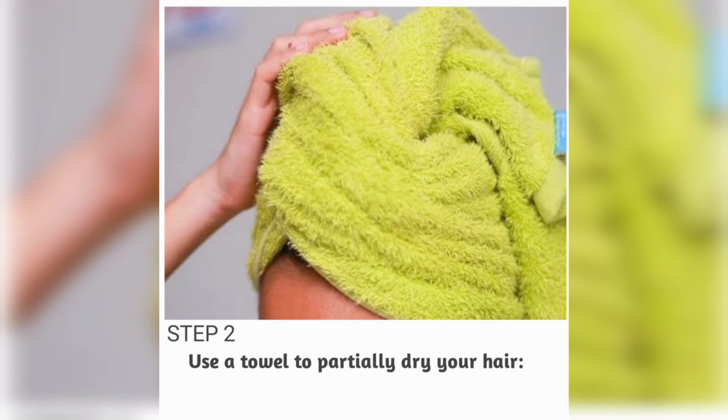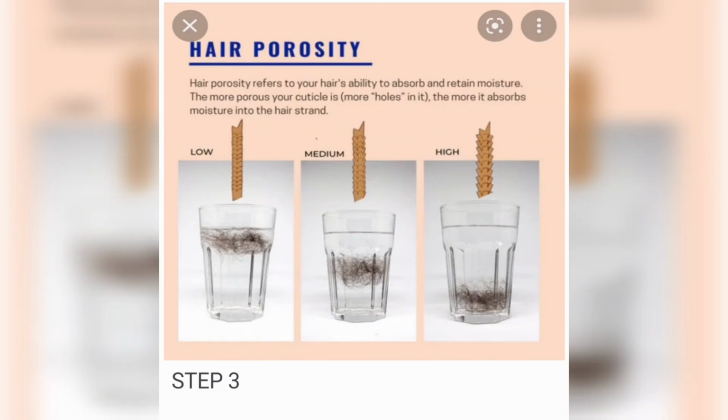Another step is to get a glass cup, fill it with water, and then put your hair inside. You need to notice something, as seen in the picture. If your hair is still floating up, then you know you have a low porosity. If your hair is in the middle of the cup, then you have a medium porosity. If your hair sinks to the bottom of the glass cup, then you have a high porosity.